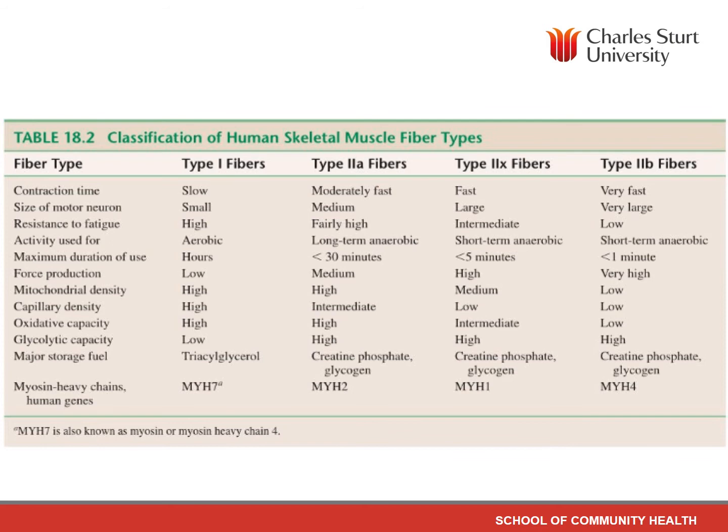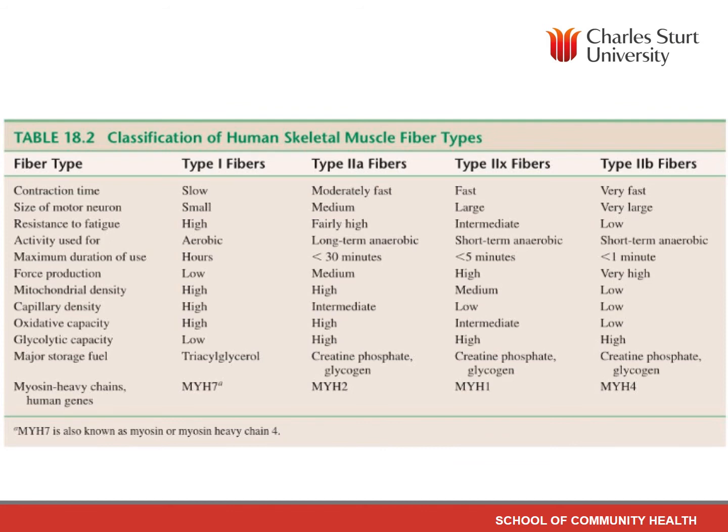Now, in this next column, size of motor neuron, the size of a motor neuron, the diameter, is going to influence how many muscle fibers are innervated. So with our type 1 fiber, we've got a much smaller number, and as the muscle fiber gets faster and faster, we have more and more.